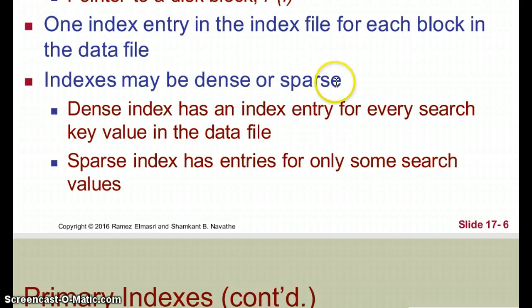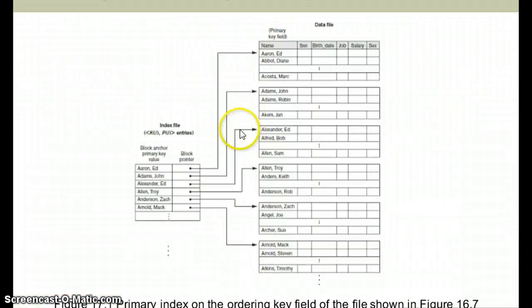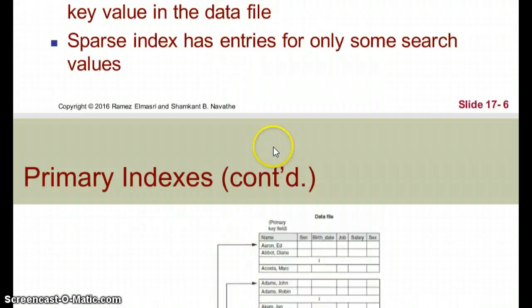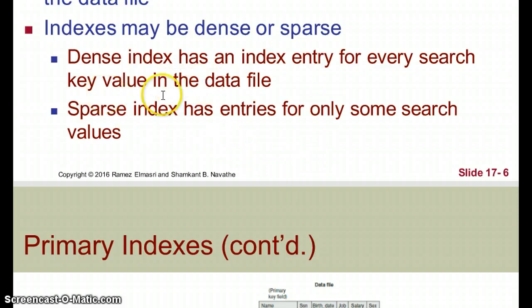Indexes may be dense or sparse. A sparse index is a non-dense index. So there are two types of index: one is dense index, another is non-dense index, known as sparse index. A dense index has an index entry for every search key value of the data file. What is the search key value? That means each value of the field on which we are going to create an index. This is known as the search key value.